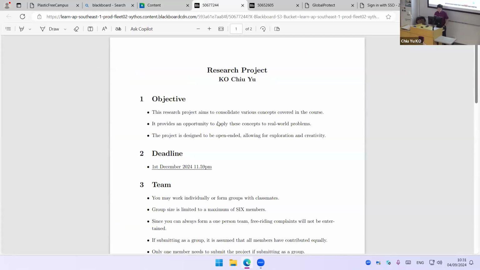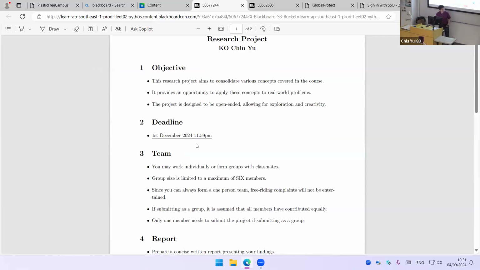As I said, it will be due by the end of the semester. I put it on December 1st, which I think is just a few days after the final exam, so you still have some time before you finish. And as I said, the maximum team size is 6. You can do it by yourself, or any number will be fine.